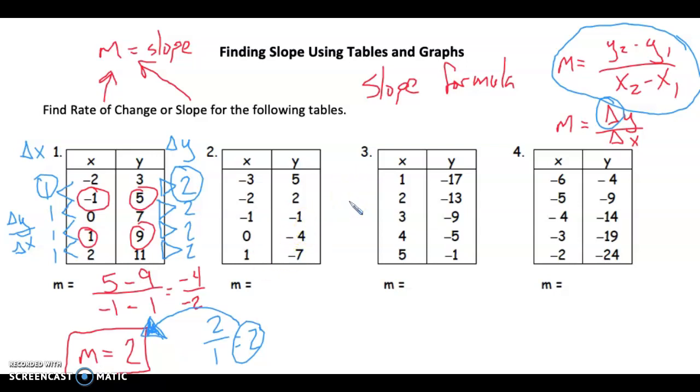Now, another thing you have to do when you do first differences is make sure that they're going the same direction. What I mean by that is looking at this table, which direction are we going for the x's? Which way is increasing? So I'm going to draw an arrow where it's increasing. Let's see, negative 2, negative 1. I'm increasing.